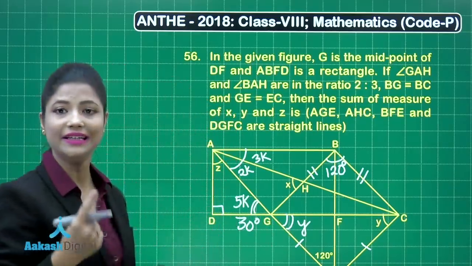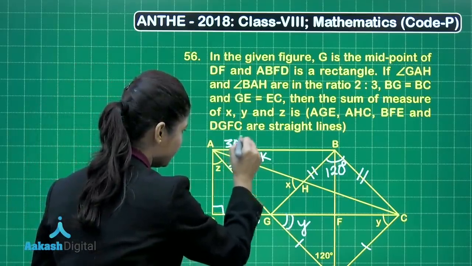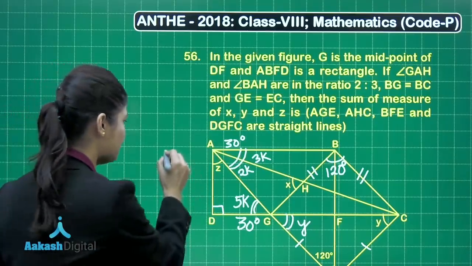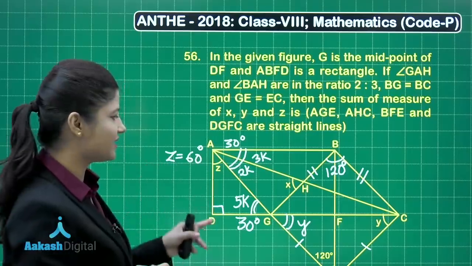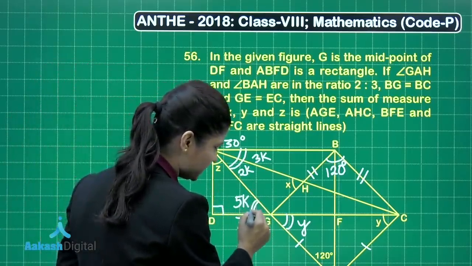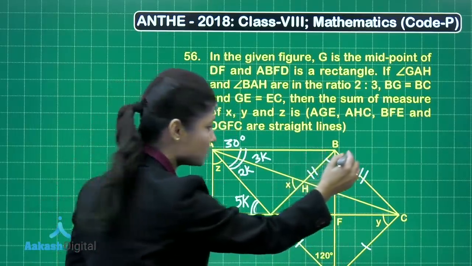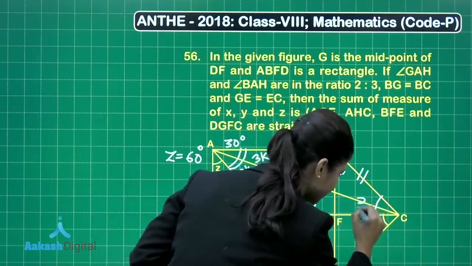As you know, alternate interior angles are equal. So this angle is equal to 30 degrees. Here whole angle A is measuring 90 degrees. It's an angle of a rectangle. That gives me Z equal to 60 degrees. So I have obtained Z as 60 degrees and Y as 30 degrees. You can see this angle is 30 degrees and here this is also a similar isosceles triangle. This angle is 120 degrees. So this will also be measuring 30 degrees each.